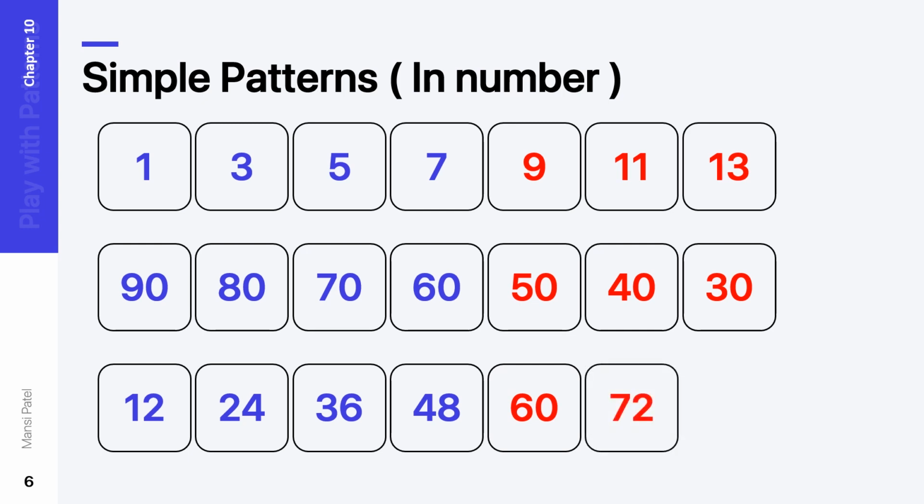Then 12 sixes are 72, and 12 sevens are 84. This type of pattern is known as patterns in numbers. Let us discuss the next one.